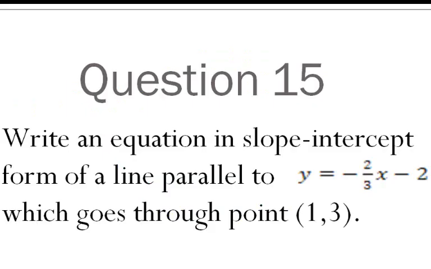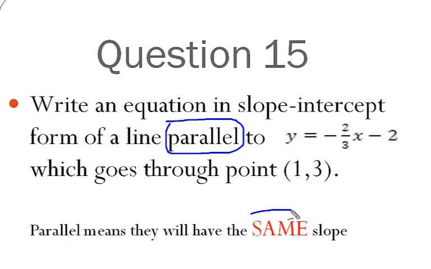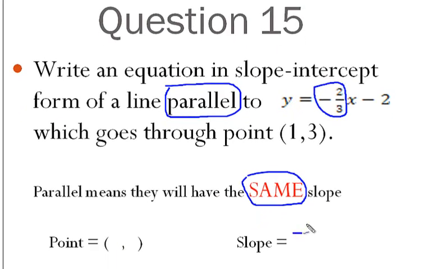Question 15 wants us to write an equation in slope-intercept form of a line parallel to y equals negative 2/3 x minus 2, which goes through the point 1, 3. Keyword here is parallel. So parallel means they will have the same slope. So this equation in slope-intercept form that we're looking for is going to have the slope of negative 2/3. So we can fill that in. It's going to have a slope of negative 2/3, and it's going to go through the point 1, 3.